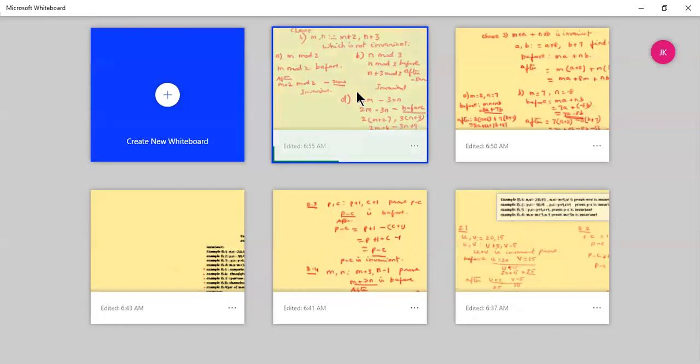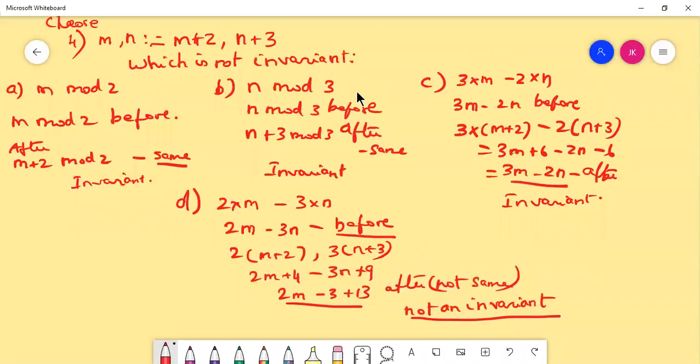See the next one. The next one they are asking which is not invariant. Not invariant means what? Before and after must not be the same. See what is my statement over here? What is my invariant statement? m plus 2 and n plus 3.